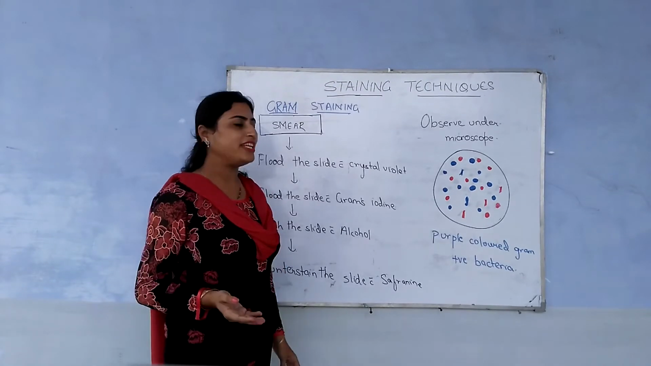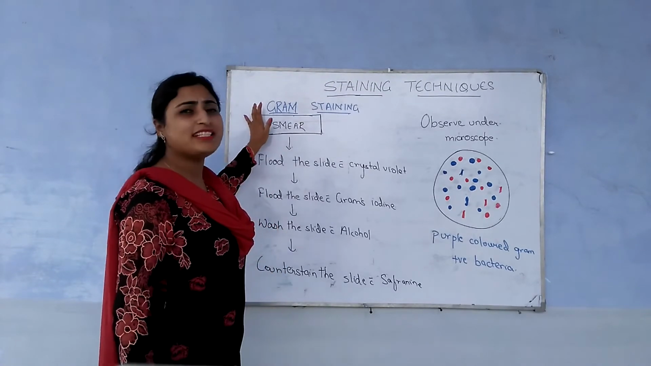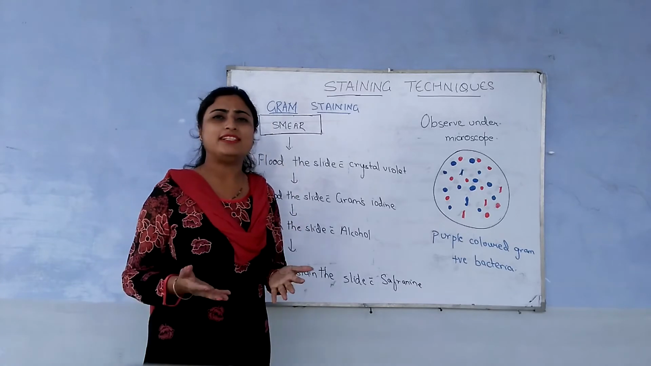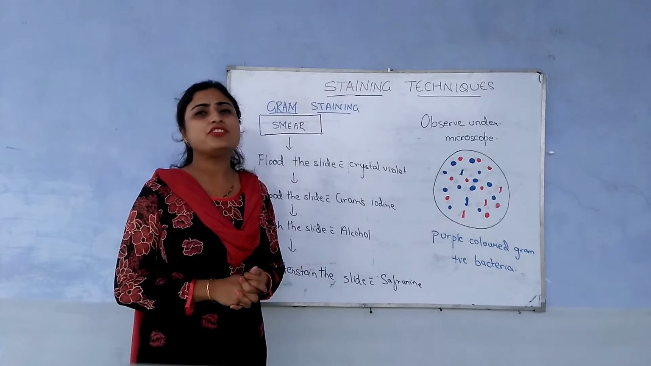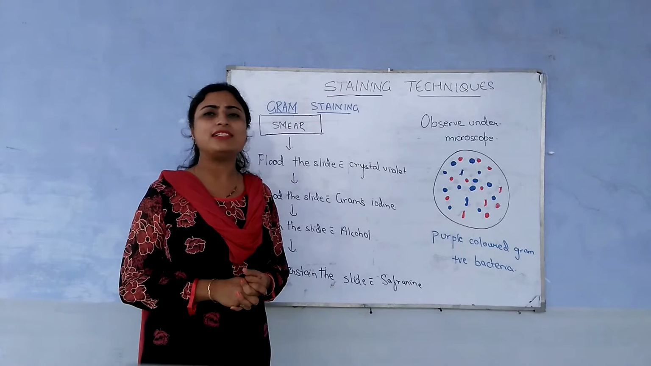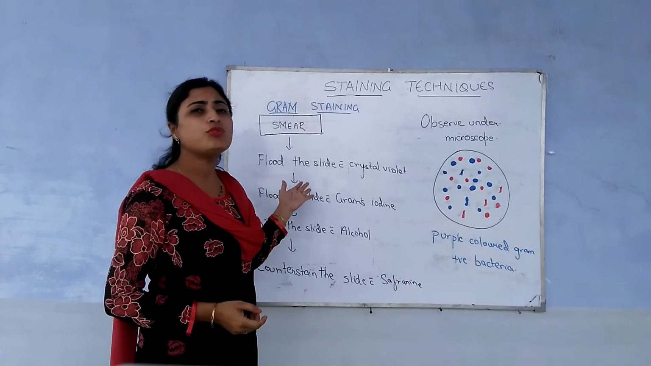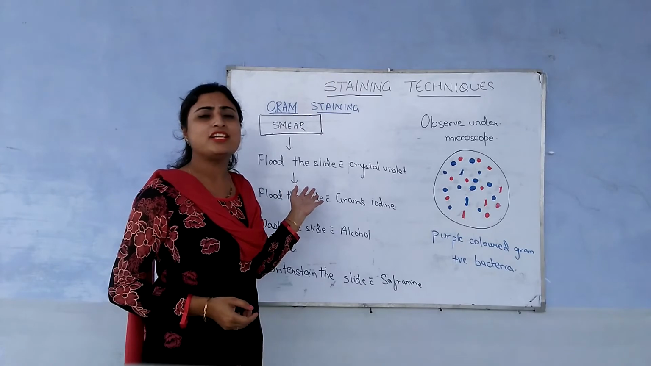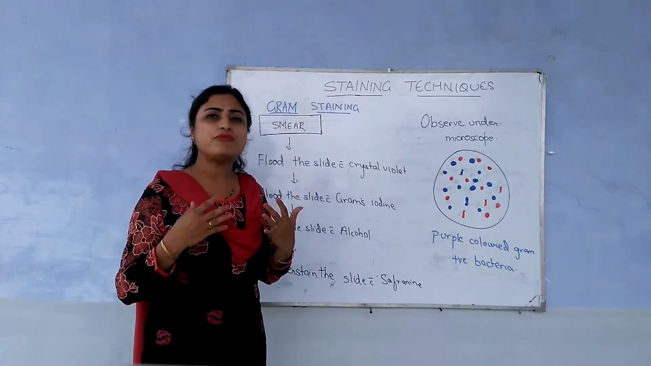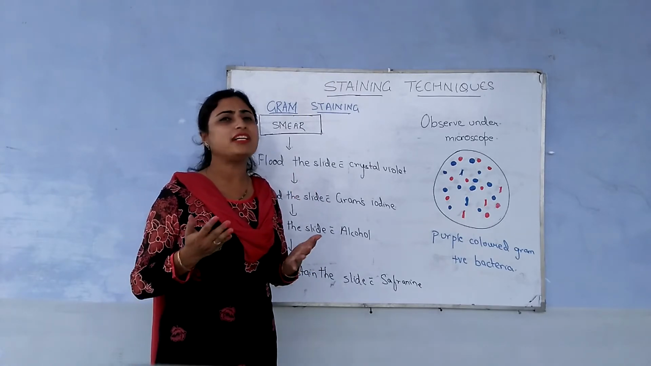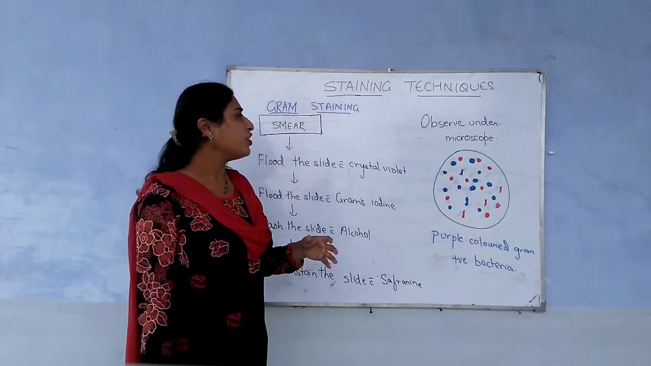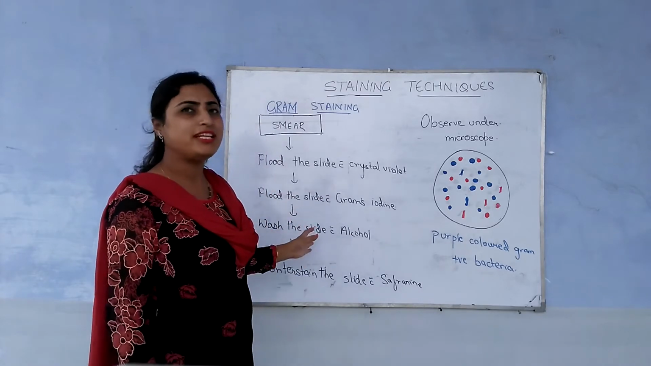Next is the gram staining technique. This technique is named after the scientist Christian Gram. Christian Gram was a scientist who discovered this technique in 1884. It is also known as the differential staining technique, because it is used to differentiate between gram-positive and gram-negative bacteria. Now this is the procedure for the gram staining technique.